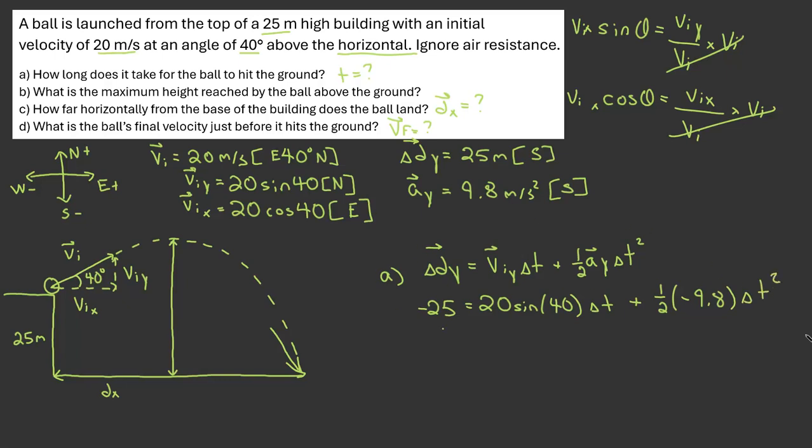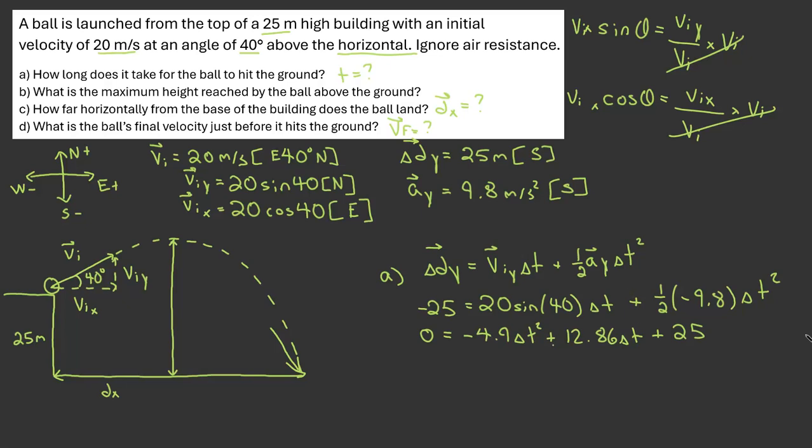I'm going to rewrite this so that it's in terms of our quadratic formula standard form. Okay. So then I'll set it as 0 equals, I'll take my t squared term first. This will give me 1/2 times 9.8, which will be 4.9 t squared. Then I'll have plus, and I'll just put it in my calculator, 20 sine 40, which will give me approximately 12.86 delta t, and then I'll move the 25 over, so then I'll have plus 25.